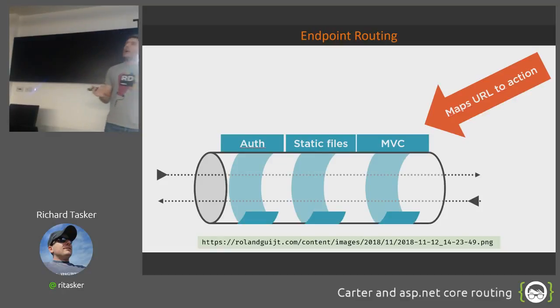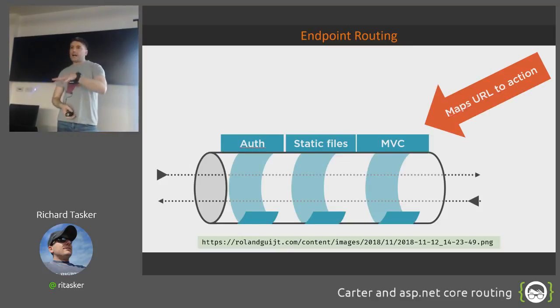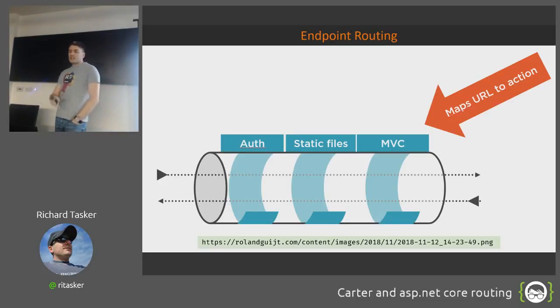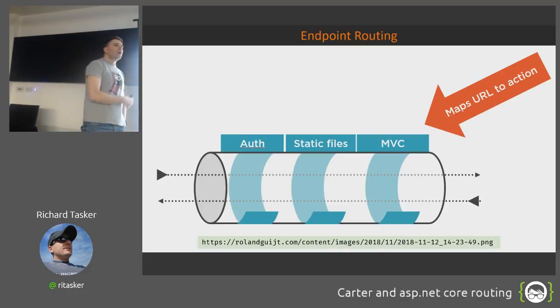Historically in MVC, what happens when a request comes in, you'll have your URL. That URL will then get matched to a controller, an action, or a file or something. This has happened quite late on in the request pipeline. So things like authentication don't know what is actually going to handle this request in the end.